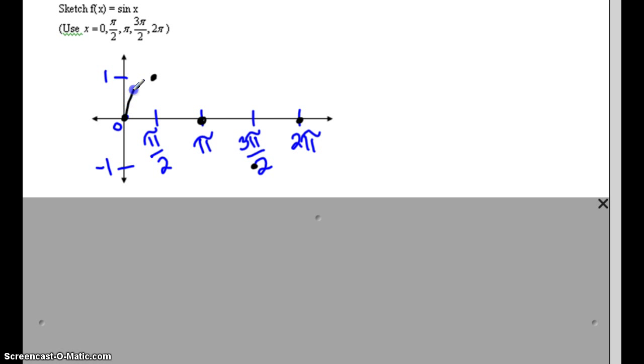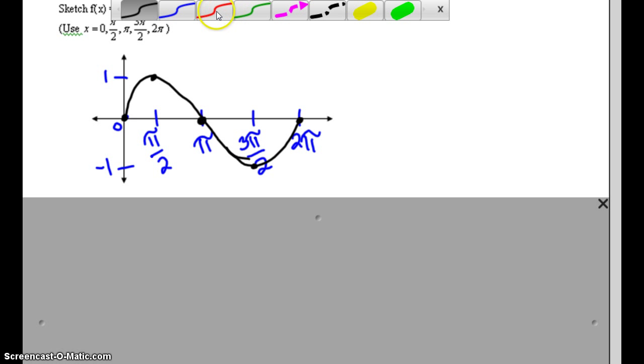And then we want to make sure we have nice smooth curves as best we can. That one was a little far off. There we go. Okay, so there's my sine curve between 0 and 2 pi. What I would like to ask you guys to do is at each of our intervals, I want you guys to draw the tangent. So I'm going to use red for my tangent.